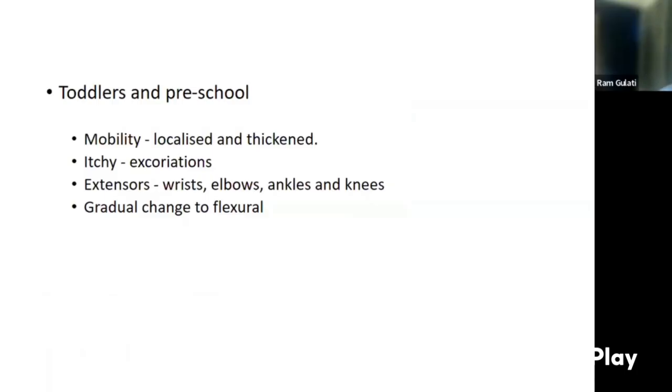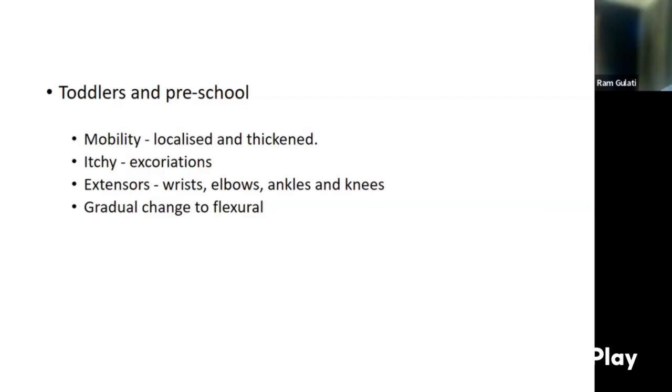And now as the children grow, they become toddlers, they go to the preschool group. So as the crawling starts, you can see the extensors getting involved, which are localized, thickened areas. As the children become more dexterous, they can use their nails to scratch and excoriate the area. You'll see more of excoriation in this age group.